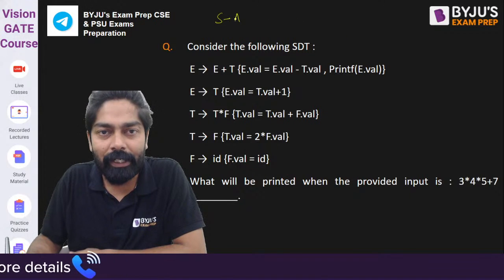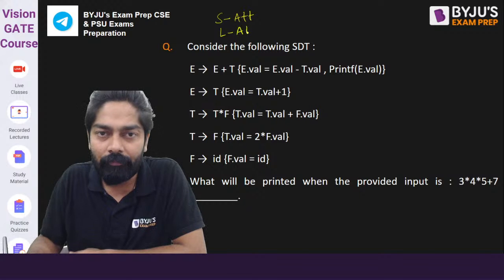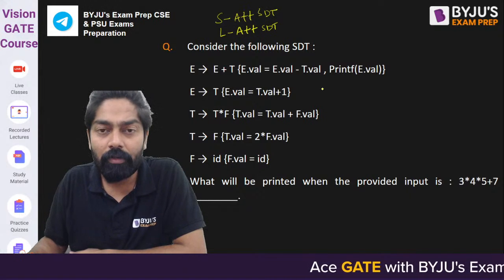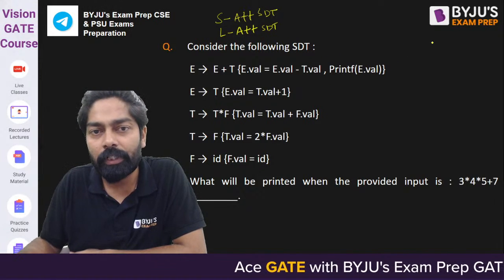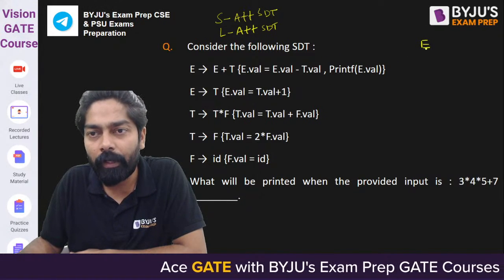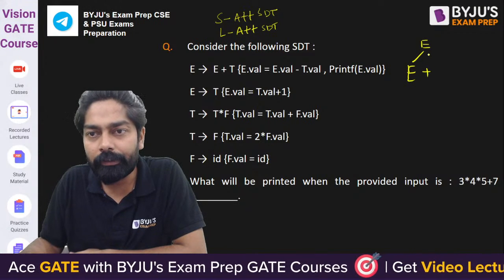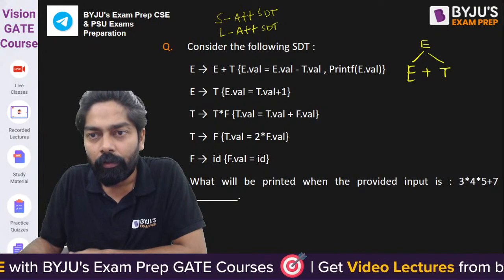So if it is an S-attribute SDT, my dear friend, it is also an L-attribute SDT. Everyone knows it is an L-attribute SDT also. So if nothing else is given, you can follow L-attribute evaluation. Draw the parse tree first. E goes to E plus T, my dear friend.